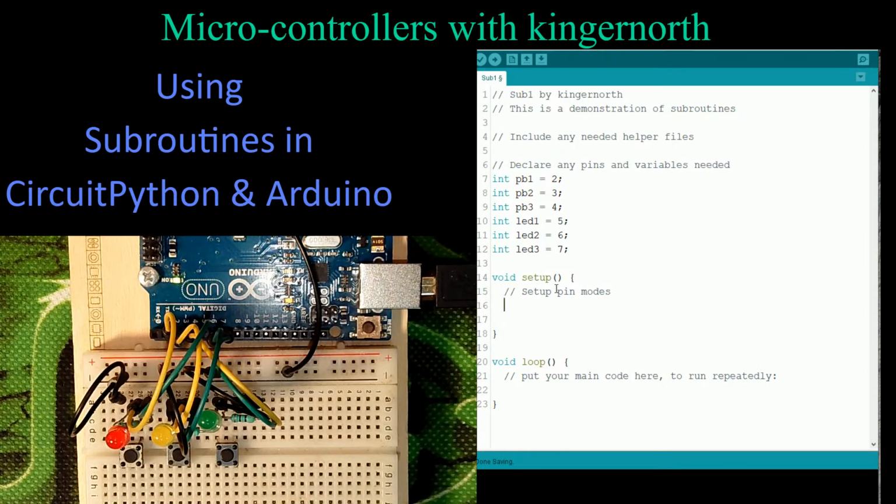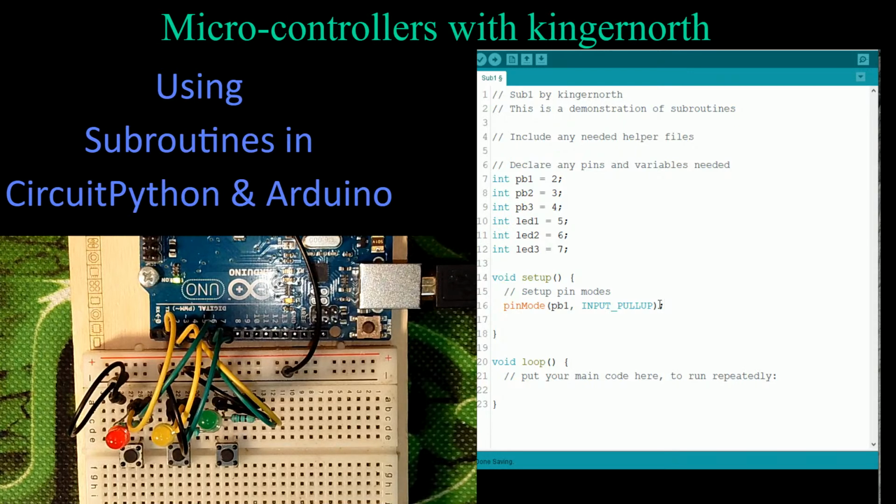A void setup is something that only runs once and then doesn't run again for the rest of the time that we use it. So what we're going to do here is just set up the pin modes, because that would be one of the first things we would want to do. So I'm going to go pinMode, and bracket, PB1 for my push button 1. And what I'm going to do is set that to INPUT, and I'm going to call it pull up. Now there's a reason for this.